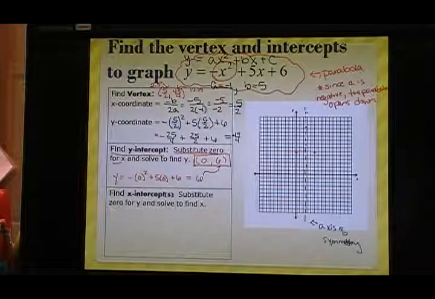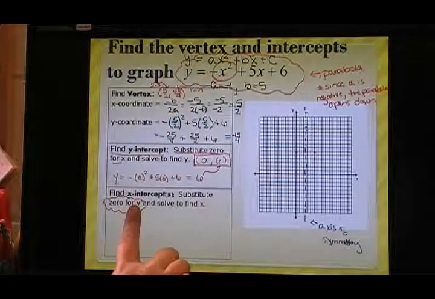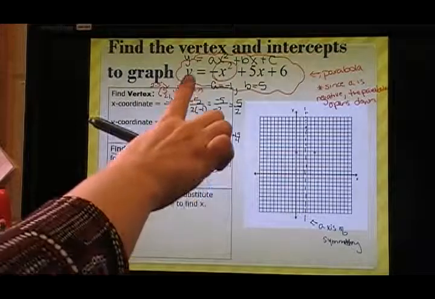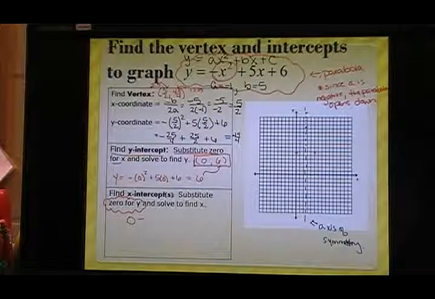So when we're looking for x-intercepts, we're looking for points that are on the x-axis. And every point on the x-axis has a y-coordinate equal to 0. So when we're looking for the x-intercepts, we know that the y-coordinate is 0, and we have to solve to find the corresponding x. So into my equation, I'm going to put 0 for y. So I have 0 equals negative x squared plus 5x plus 6.